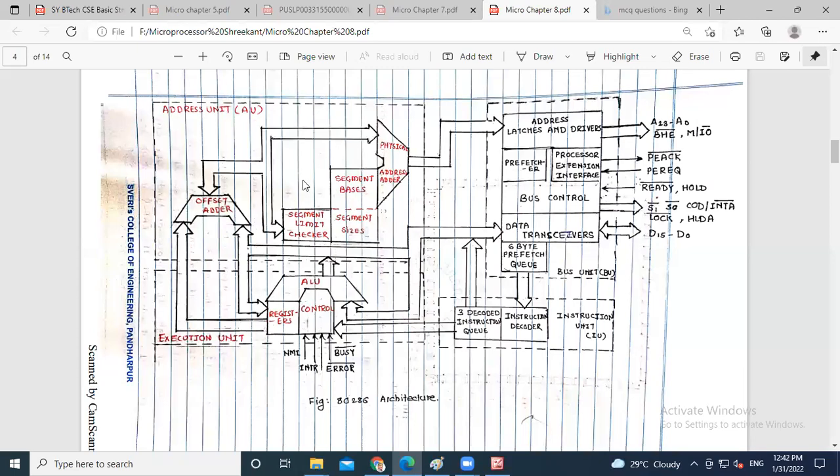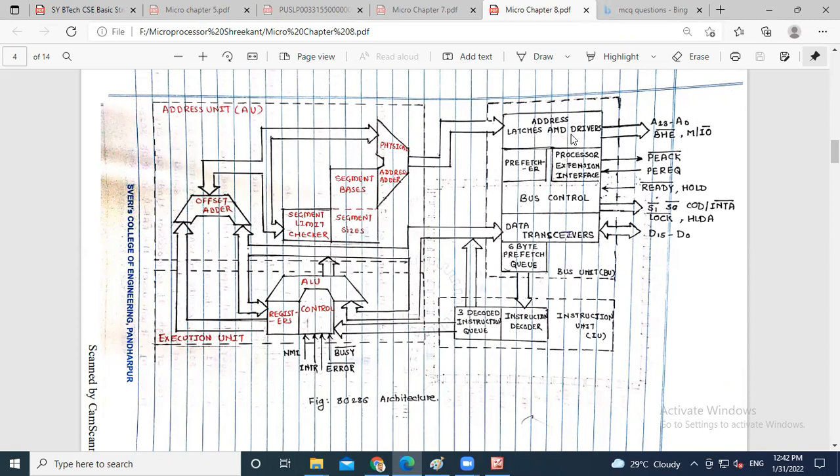Here it is the address unit. From the offset address, the data is added and passed to the control unit through the ALU, that is the arithmetic and logical unit. The segmentation bases contain the stack segment, code segment, base segment and data segment, right? Those segments' output is given to the address latches and drivers.